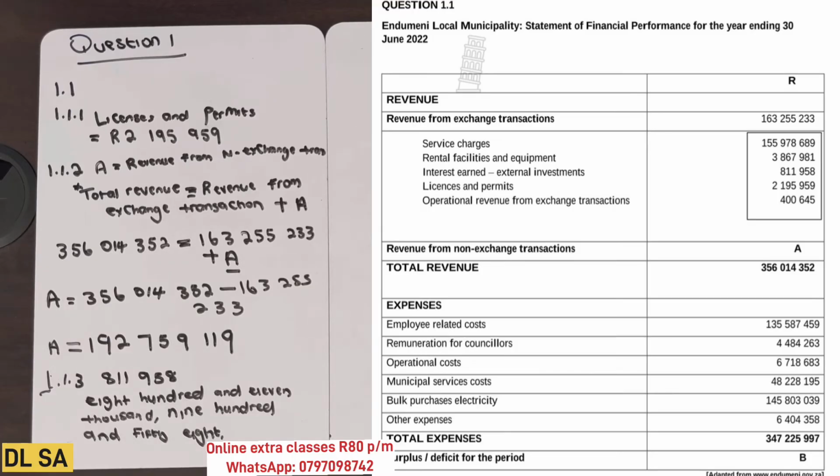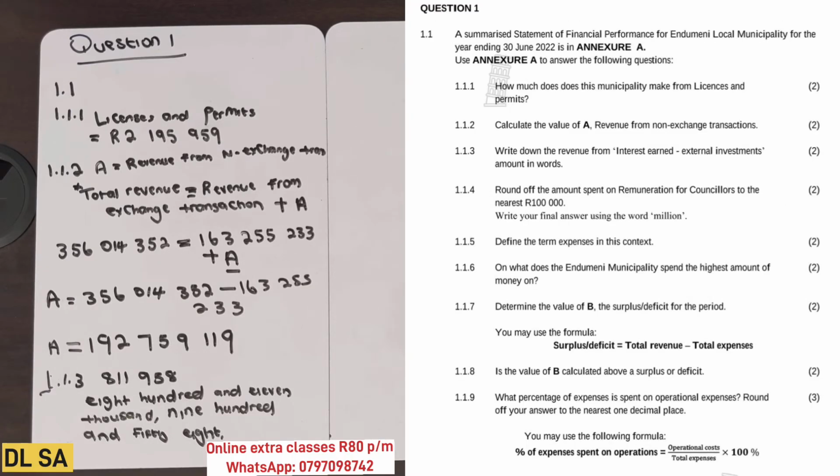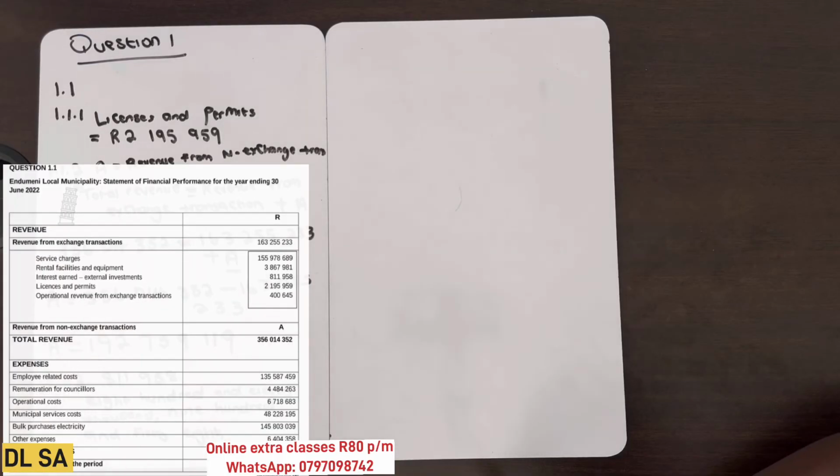Now let's move forward to question 1.1.4. The question reads as follows: round off the amount spent on remuneration for councillors to the nearest 100,000. Write your final answer using the word million.